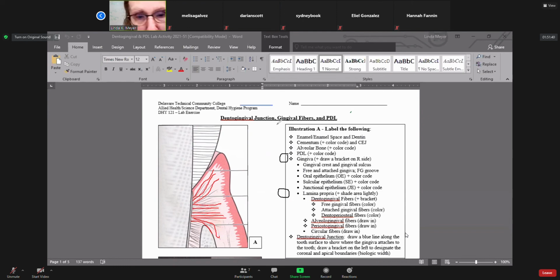For the other fiber groups, I could draw in some alveolo-gingival fibers in there. I could draw in, forgot what color I used, but circular fibers in cross section. And then finally, my periosteal gingival fibers would be in this area.